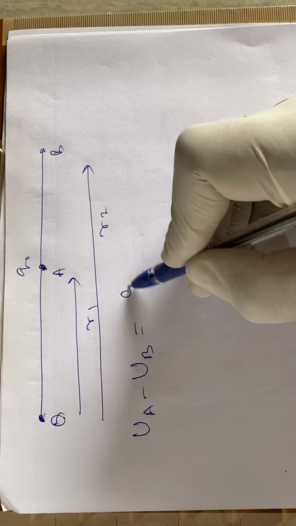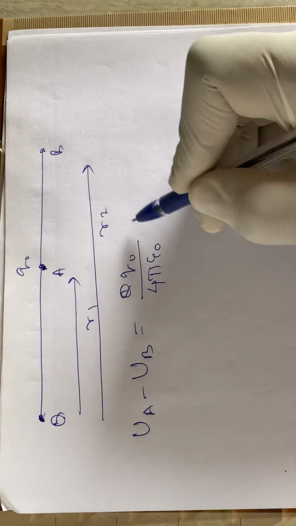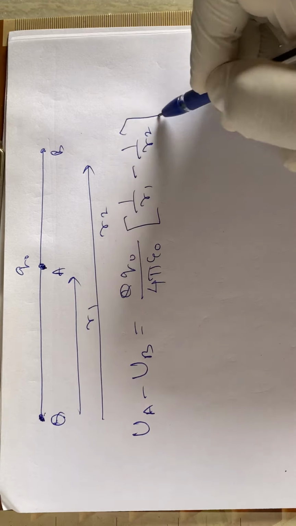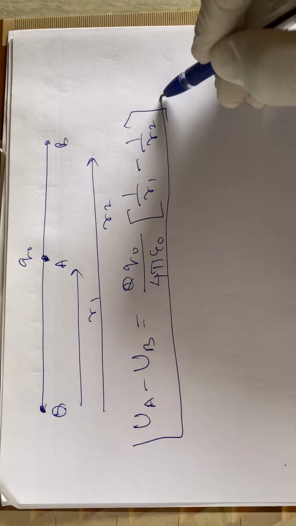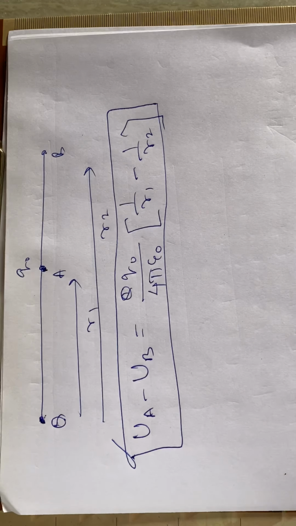This is equal to q naught upon 4 pi epsilon naught times 1 over r1 minus 1 over r2. This is the important expression for potential energy of the two charge configuration.